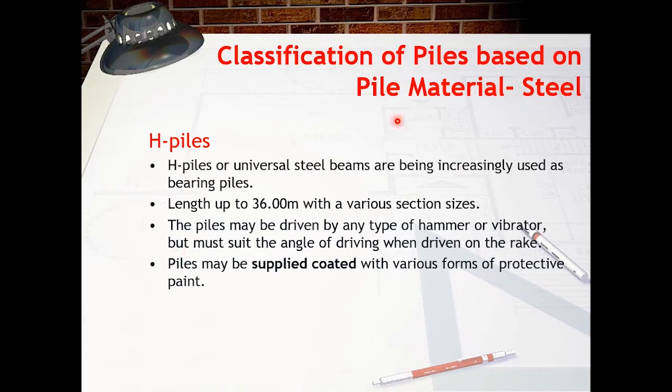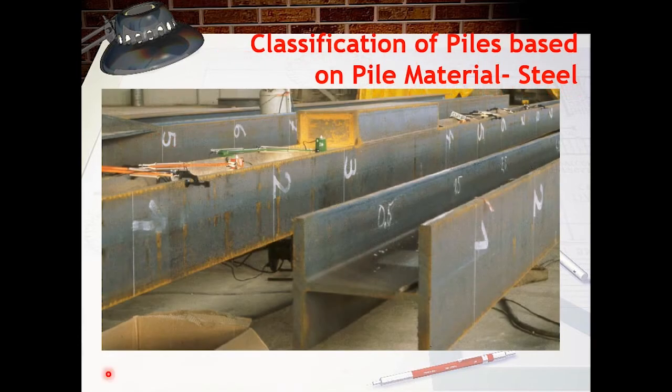Sebab ini adalah steel, jadi dia prone pada corrosion. Kena letak layer of protective paint. This is the example of H pile. So H pile ni sebenarnya kita ambil daripada steel beams. Dia akan boleh jadi H piles.